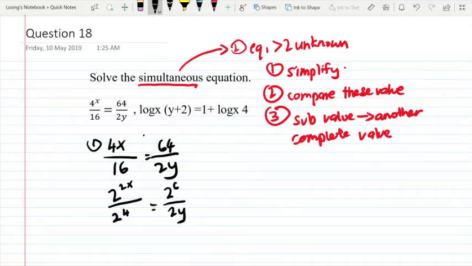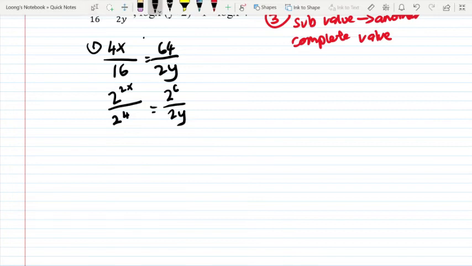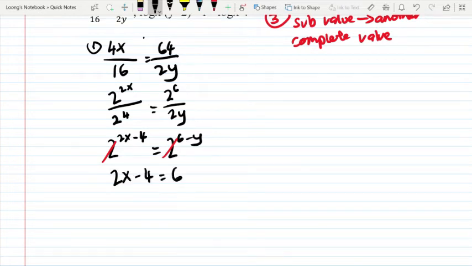And later, here if divide, we could actually write it into the subtract form, as this is one of the rules. And so when we have the same bases, we could actually cancel out, and what we are left with is 2x minus 4 equals 6 minus y, which we will then further arrange into this form.